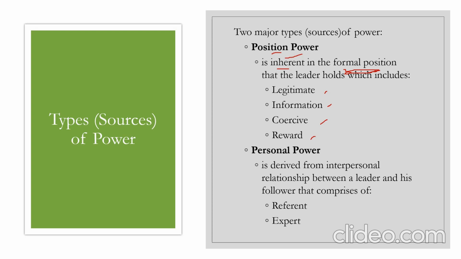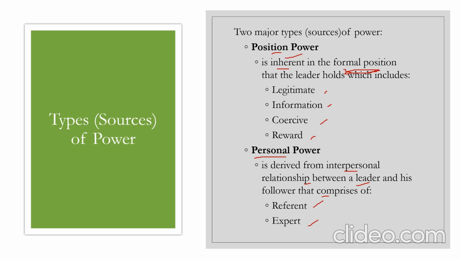The second major type or major sources of power is called as personal power. Personal power is derived from interpersonal relationship between a leader and his follower that comprises of referent and expert. Okay, personal power is a power that a person has because of his relationship with other people.